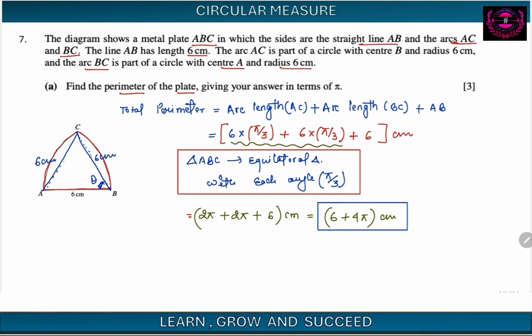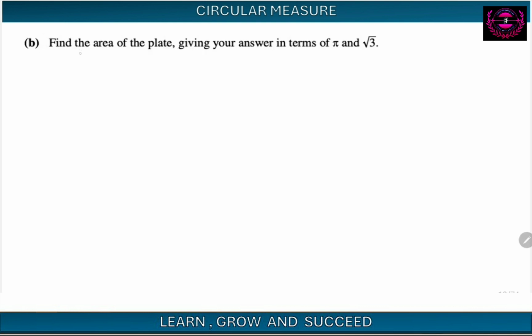Let's move to the next part of this question. Part B, read the question first. Find the area of the plate, giving your answer in terms of pi and root 3. So let me draw the diagram first. We have AB and we have two arcs AC and BC. Now we have to find area of this plate. So to find area, let me join AC.